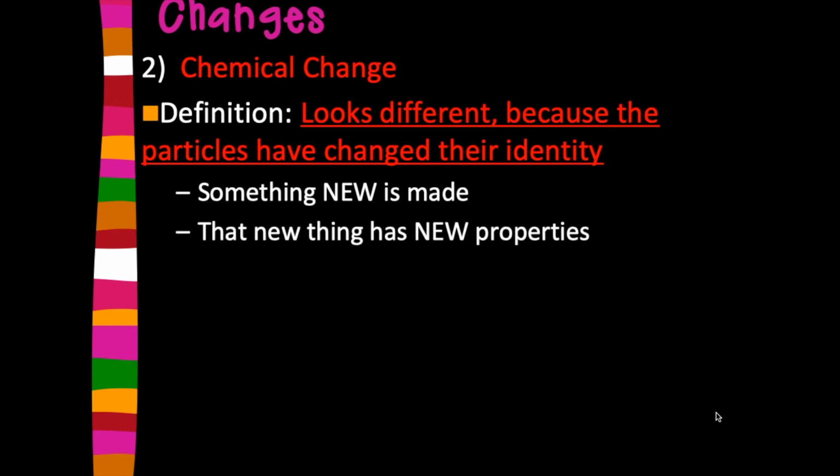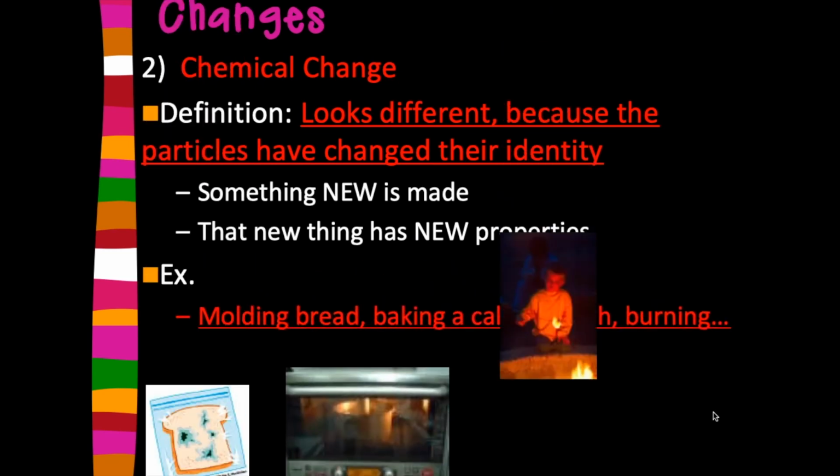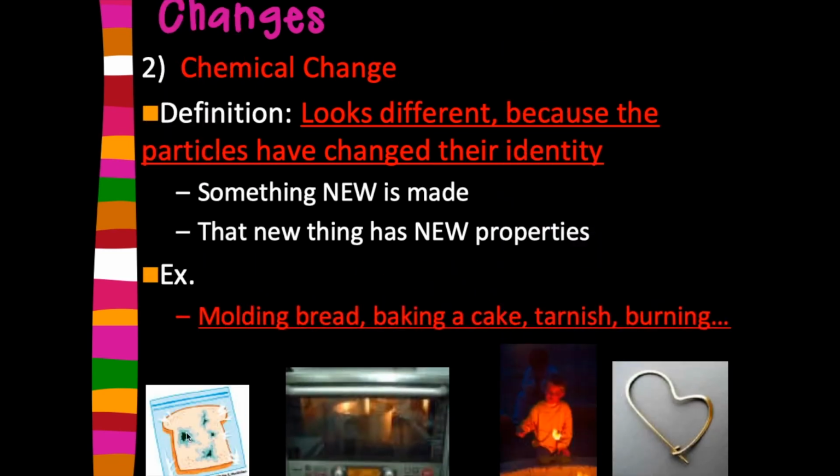A physical change could have new properties also. It could look different. It could feel different. But in a chemical change, it looks different because it's actually a new identity. So these would be things like if you let bread turn into mold, that mold is a new identity. It's not bread anymore. You wouldn't necessarily want to eat it. Baking a cake. So you mix all the ingredients together. Those would be physical changes. But once you bake it, that batter can't go backwards, or after it's baked, the cake can't turn back into batter.